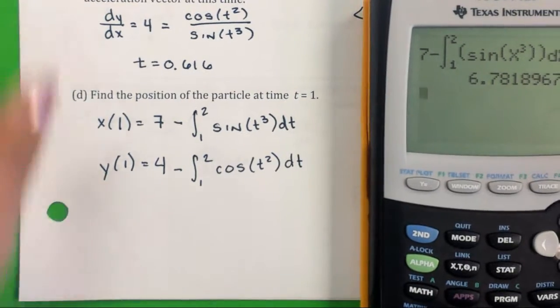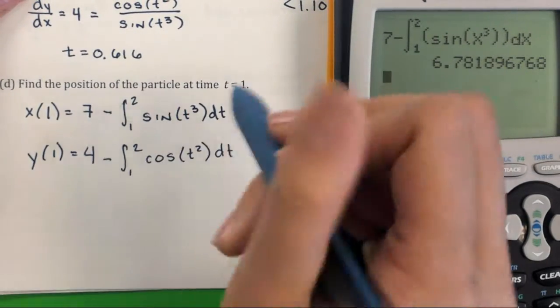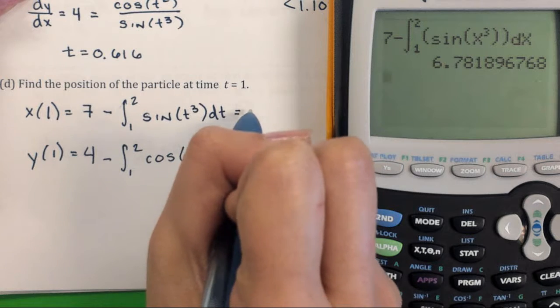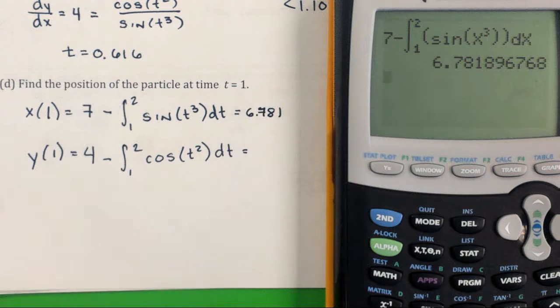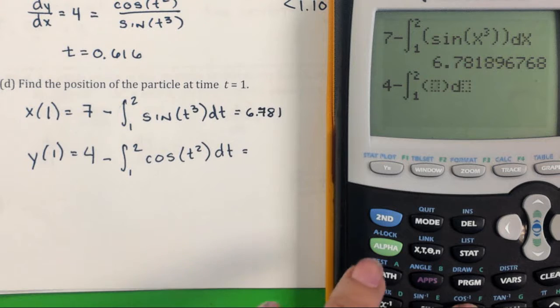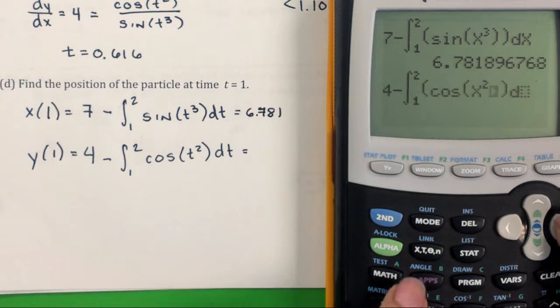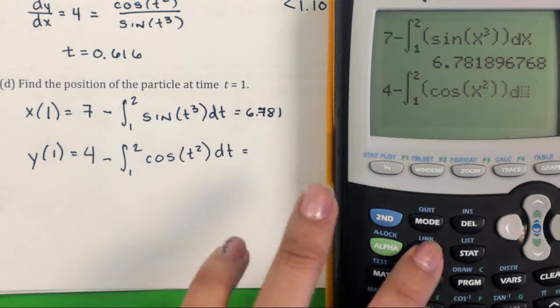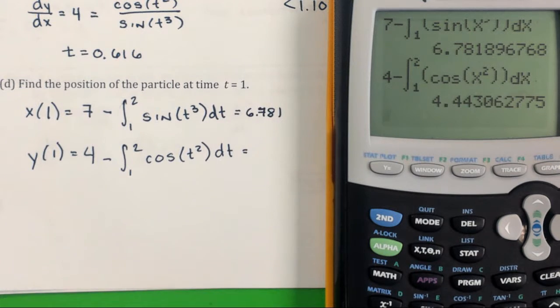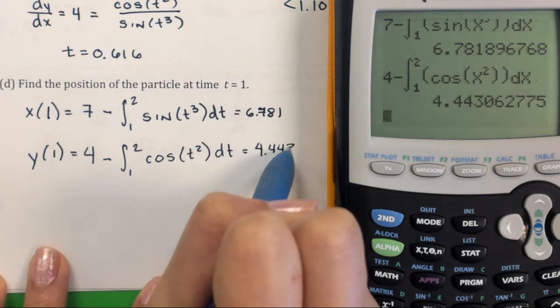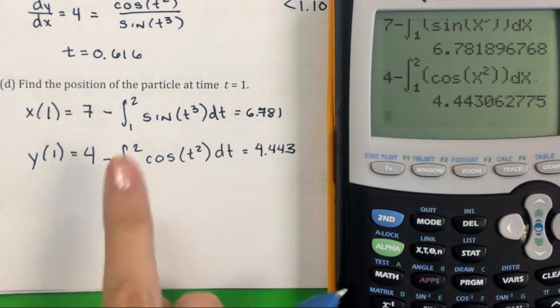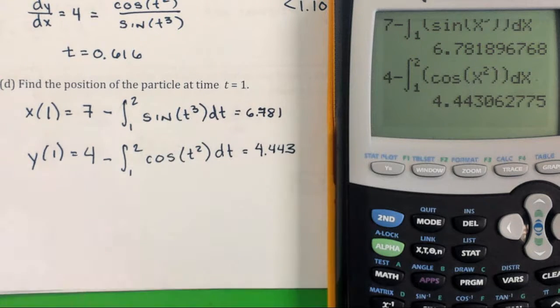Okay, so that's our x. And our y is 4.443. So this is the only way you can do this problem, since you can't integrate these by hand. You have to use your calculator with bounds on them.